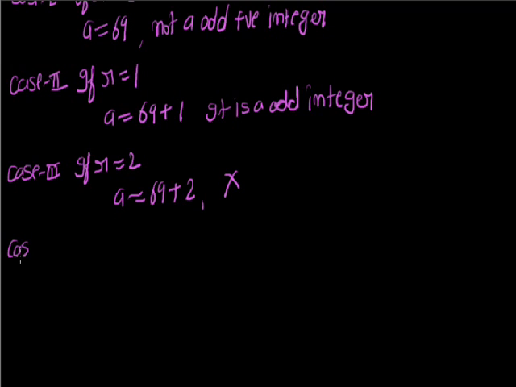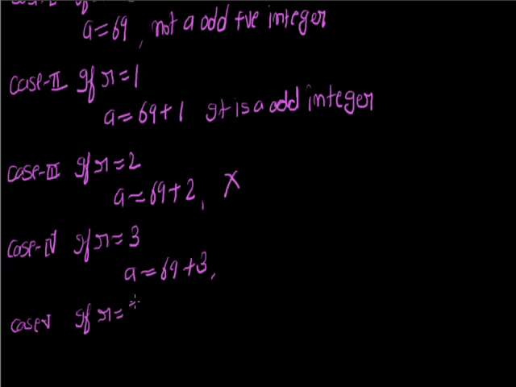In the fourth case, if r is equal to 3, then a is equal to 6q plus 3. It is again an odd integer. If we take r is equal to 4, it will not be an odd integer. We can directly take r is equal to 5. Then the value of a comes out to be 6q plus 5, which is also an odd integer. That's why we can prove that any odd integer is of the form 6q plus 1, 6q plus 3 or 6q plus 5.